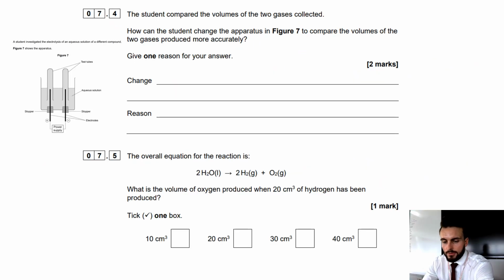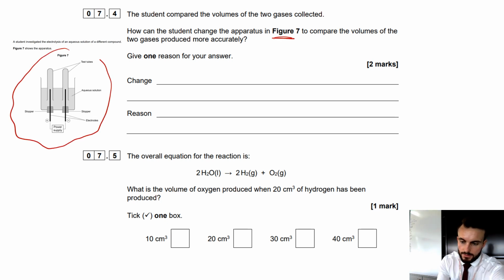So a student compared the volume of 2 gases collected. How can the student change the apparatus in figure 7, which is over here, to compare the volumes of the 2 gases produced more accurately? Give one reason. So the main thing to spot for this setup, if we're on about volumes and measuring, is they've got it set up with test tubes, which you don't use to measure volume because you've got no idea what the measurement is. So you need to think of a more suitable piece of equipment that you could replace them with, that you would be able to measure the volume of the gas being produced.